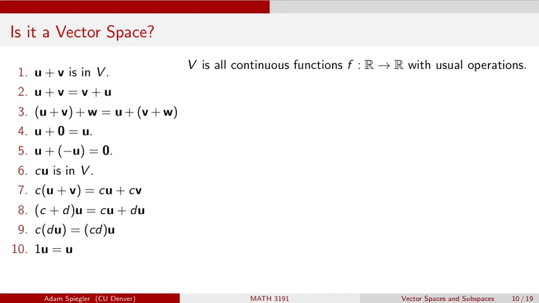Okay, welcome everybody. So we are going to look at even more examples of things to determine whether or not a set and some operations satisfy these 10 axioms that are required for it to be a vector space. So we've been working with vector spaces that consist of vectors, vector spaces that consist of matrices, and I want to take a look at, in this video, a couple of vector spaces of functions.